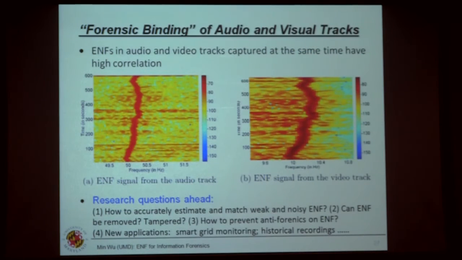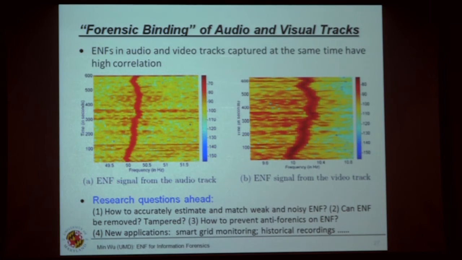So that is for tampering detection. Another interesting use is for forensic binding. Looking at a video, we have the sound track and the visual track. From the visual track, we estimate the ENF with this explicit handling of aliasing. From the sound track, it's much easier because our sampling frequency is higher.